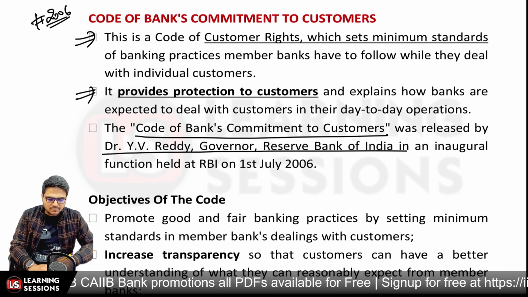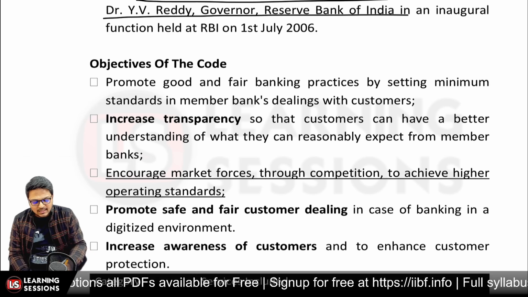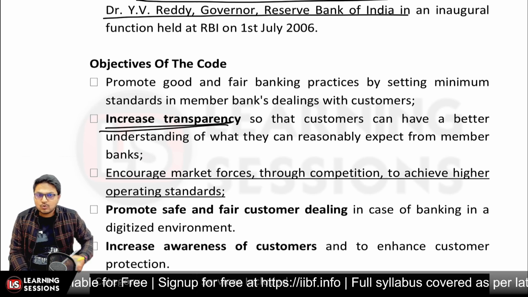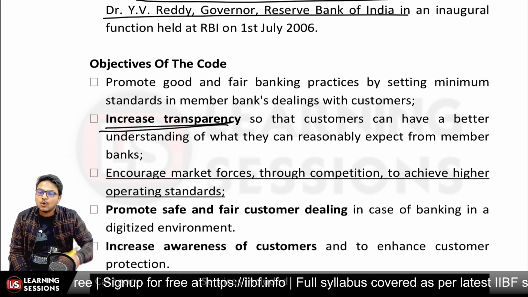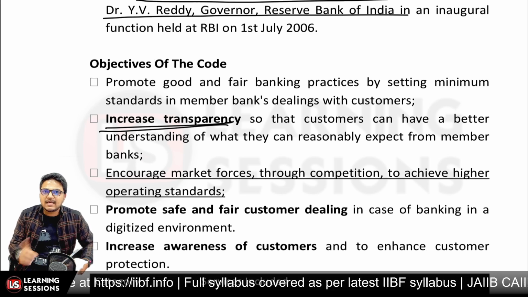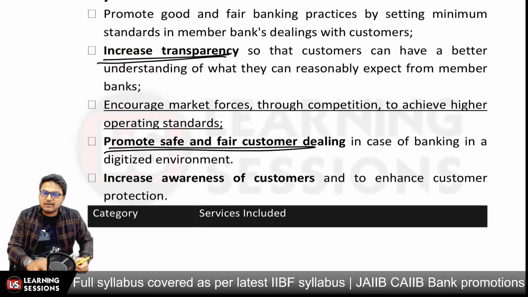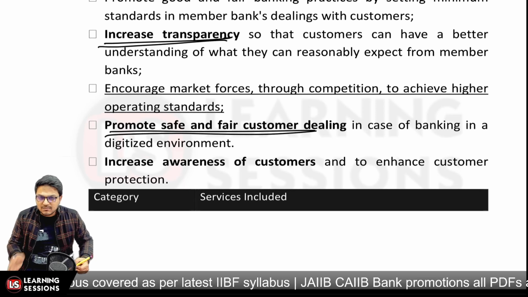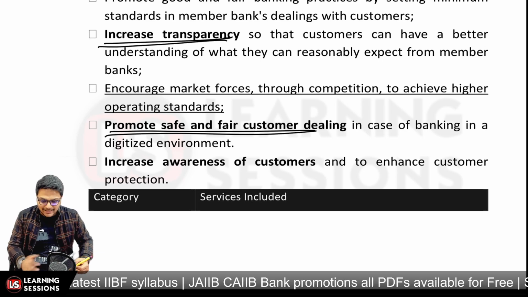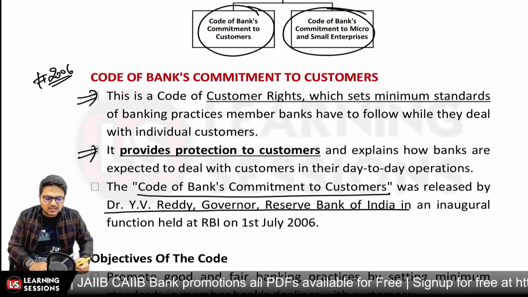And what were the objectives of this particular code? So that fair practices, minimum standard codes must be followed. There must be increased transparency in the system, and market forces must be encouraged through competition, so that each and every bank will be trying to cater the best things to their customers, so that there is a safe and fair customer dealing in each and every stage when they are dealing in a particular environment or a digital environment. And the customers must also be aware about their rights, about their protection, right? So that was the main objective of this particular Code of Banks' Commitment to Customers.